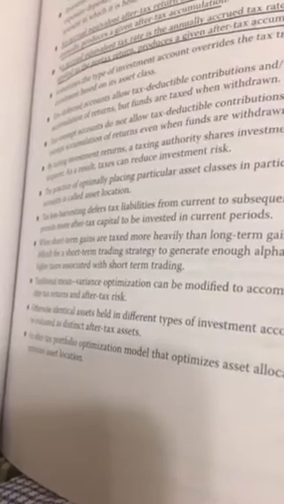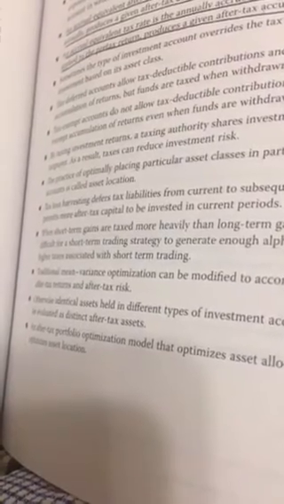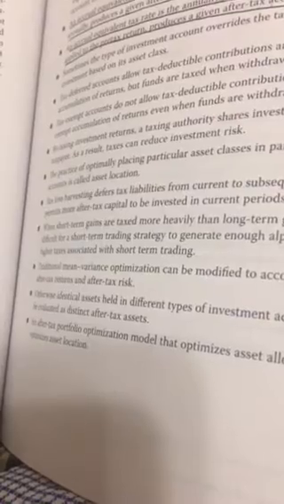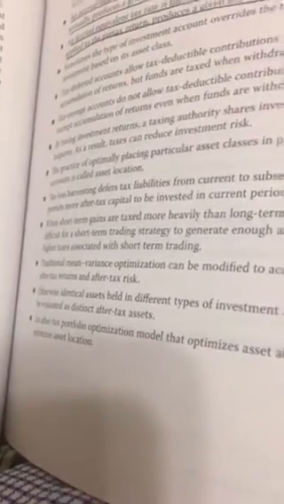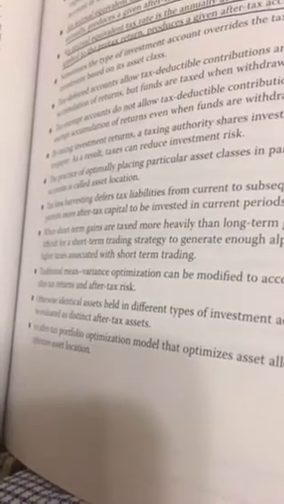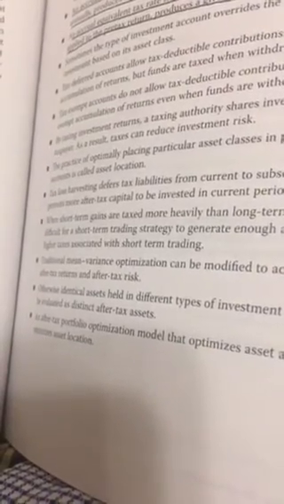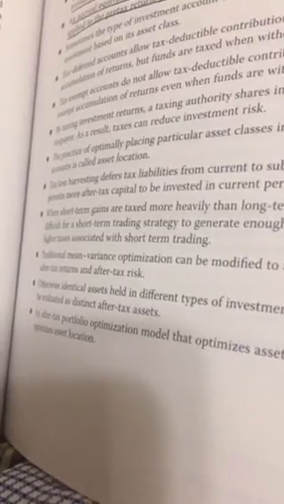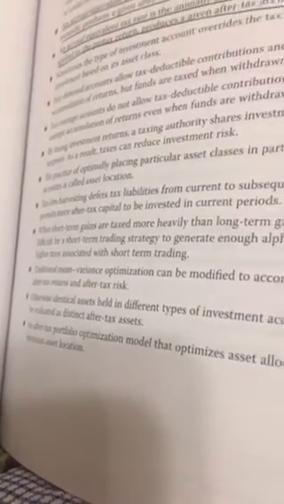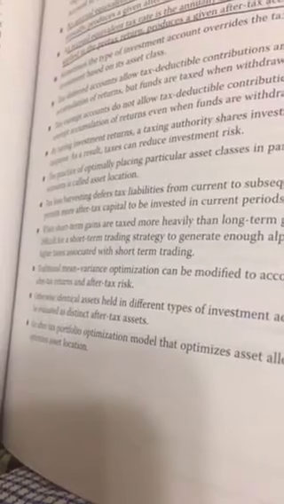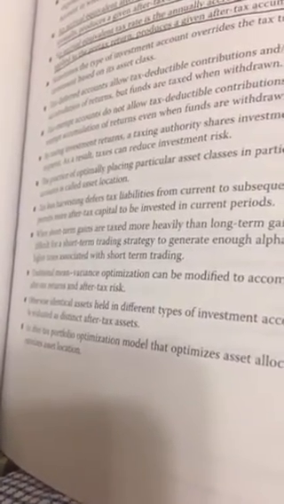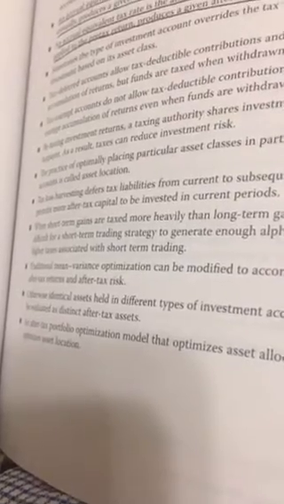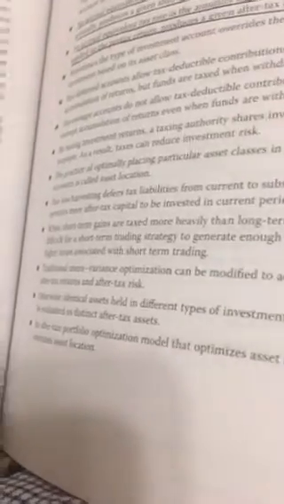By taxing investment returns, a taxing authority shares the investment risk with the taxpayer. As a result, taxes can reduce investment risk. The practice of optimally placing a particular asset in a particular type of account is called asset location. Tax loss harvesting defers tax liability from the current to a subsequent period and permits more after-tax capital to be invested in current periods.